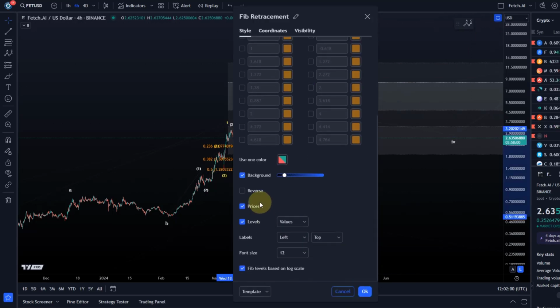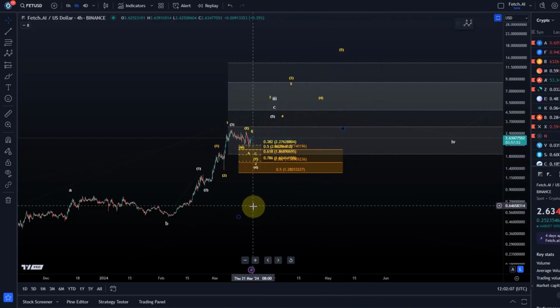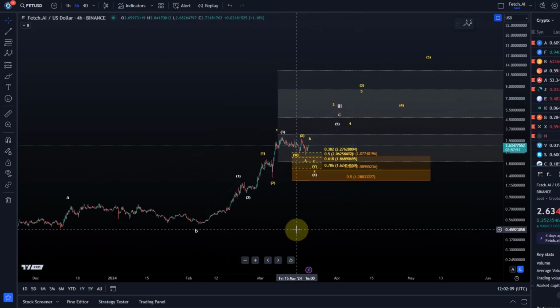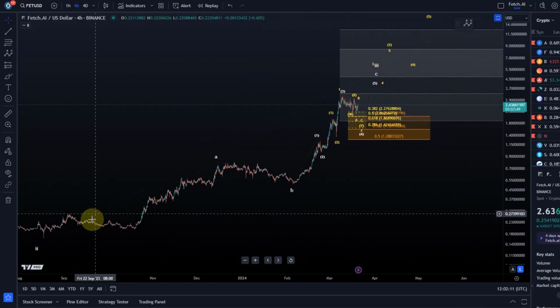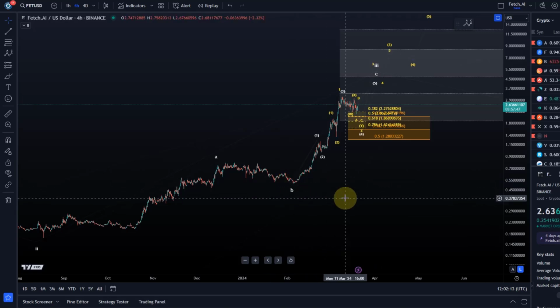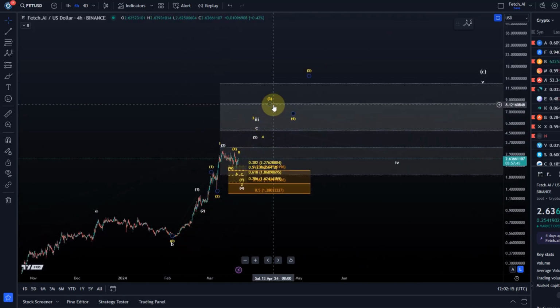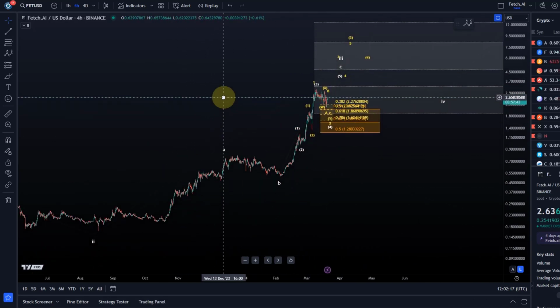One second, I just need to shift that to the right. Yeah, that should be okay. So I just want to show you the scenario. My interpretation is that we're dealing here with an AB and then a C wave to the upside, and there are different ways of counting this.